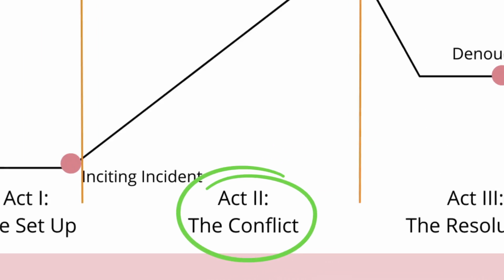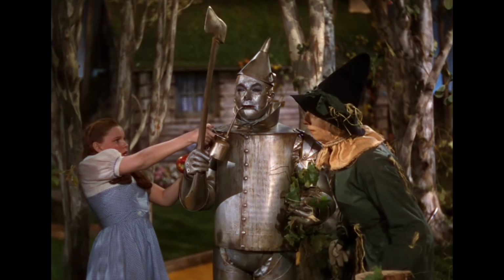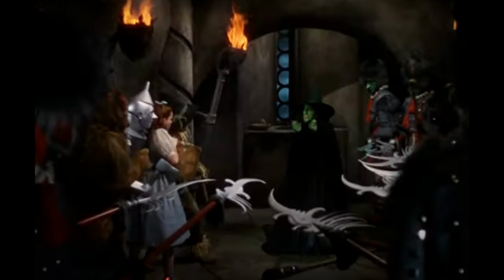So Act 2 is the conflict, and leading from that inciting incident at the end of Act 1 into Act 2, we're starting to see those rising actions. This is where the tension builds. We start to see people having to overcome obstacles, and usually there's some kind of villain at play too.